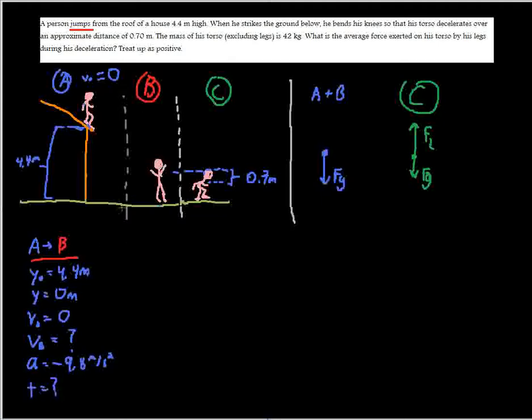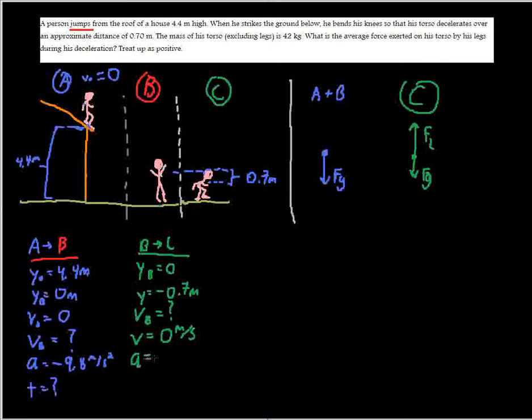If we look at stage B to C, I'm starting off at, I'm just going to add in a little YB here. I start off at YB, which is 0, and we go down to negative 0.7 meters. The next thing that I need to look at is that I'm not sure what this velocity is, but I do know that the final velocity, the absolute final velocity, is going to be 0 meters per second. That's when the person comes to stop. Okay?